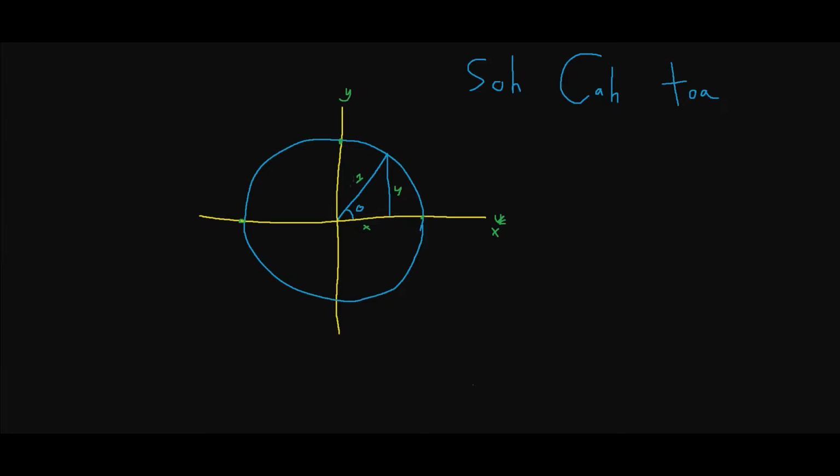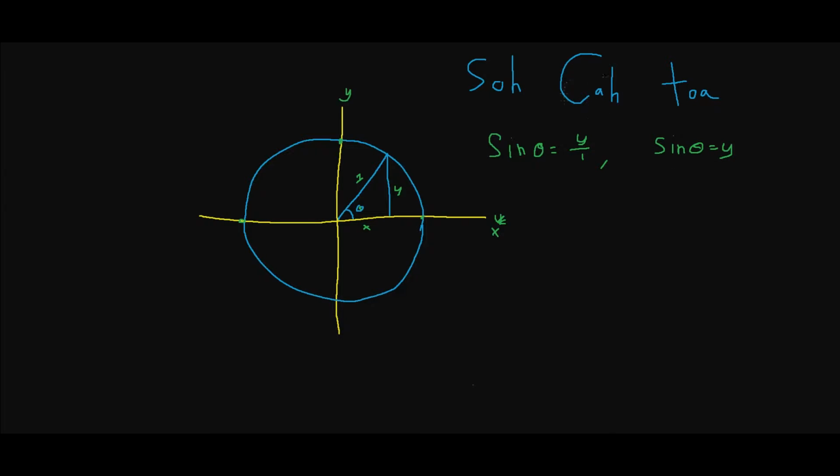Now, if we were to use SOHCAHTOA on this, we get sine of our angle, this individual right here, is equal to opposite over hypotenuse. Well, opposite is the y, divided by our hypotenuse. The hypotenuse is 1 because that's our radius. The radius of a unit circle is 1. So we get that the sine of an angle is equal to y.